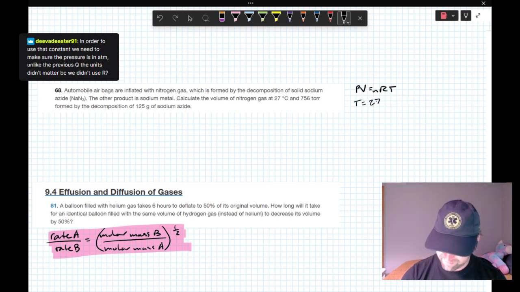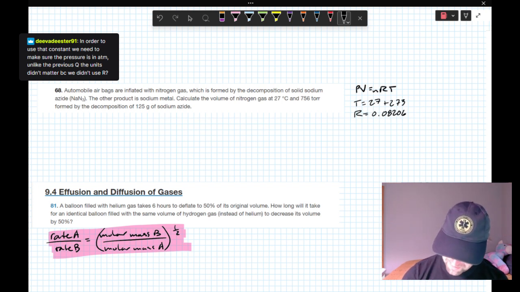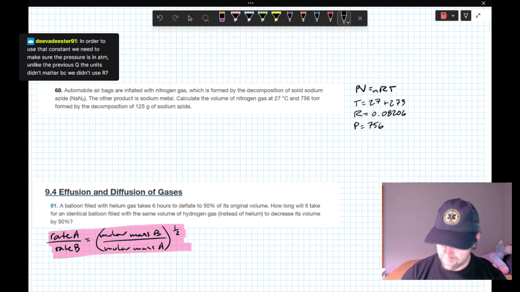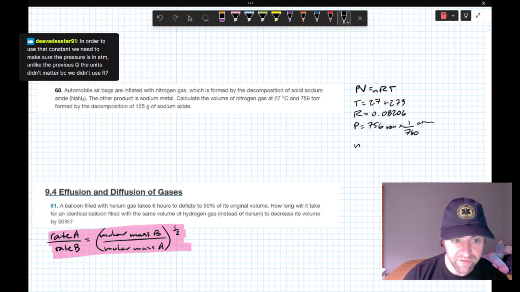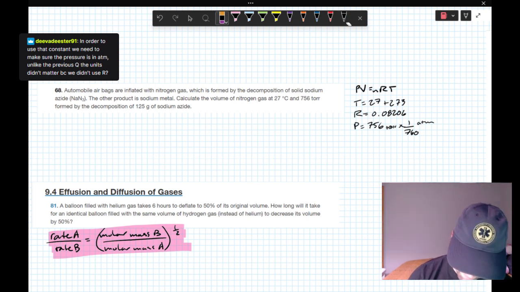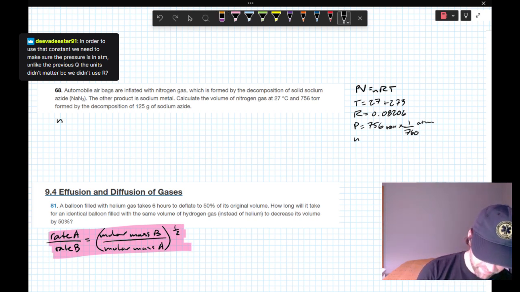We've got a temperature. We have an ideal gas constant. We have a pressure in torr. Divide by 760 to get to atmosphere. And do we have a number of moles? We do not have a number of moles. We need to get there. So that's our first step.